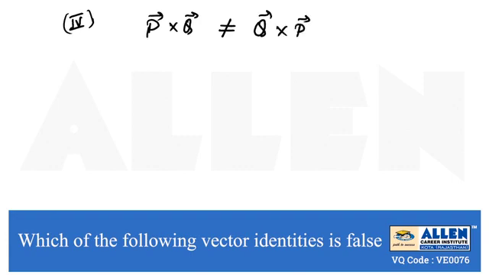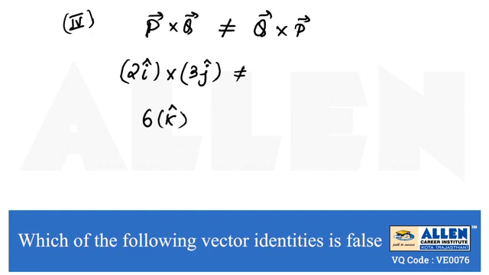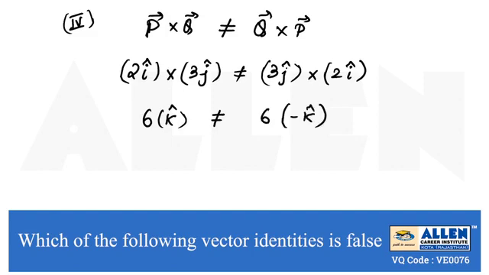So here we are discussing the cross product of two vectors which are considered as 2i cap and 3j cap. The cross product of 2i cap and 3j cap will be 6 times k cap. On the right hand side we can see that is q, that is 3j cap cross multiplied with 2i cap. On solving we will get 6 times of minus k cap, means the given statement is true. So out of the following we have to see which one is the false statement.